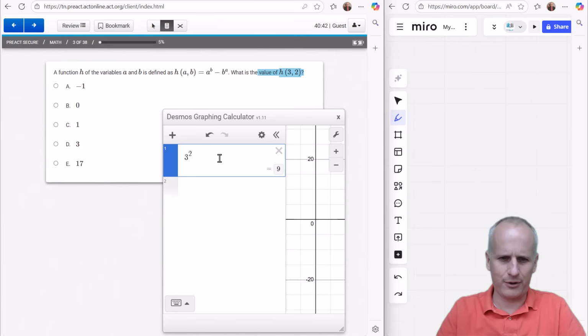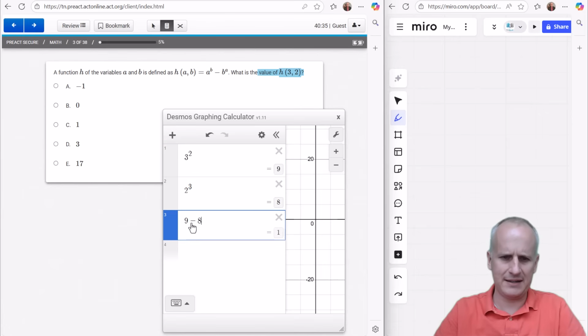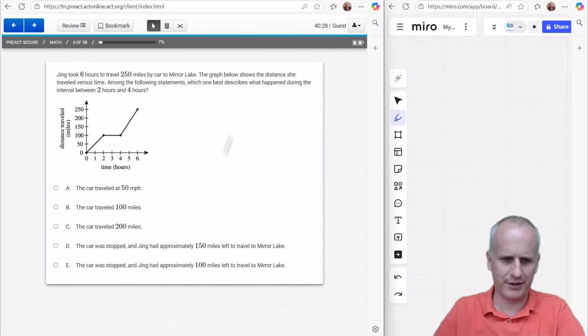So we should recognize that 3 is going to stand in as a, so we're going to have 3 to the second power, which is going to be 9, and then we're going to have 2 to the third power, which is going to be 8, and of course 9 minus 8 gives me my correct answer of 1. It's simple. Don't engage your scratch paper unless you absolutely have to, and we'll move on to the next question. Then we've got this one. We skip to the end.